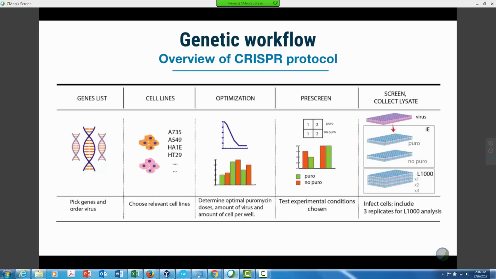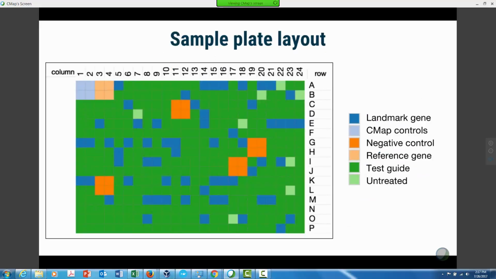And then we do the actual screen itself, where for each virus plate, we treat it in each cell line, and then also set aside 2 plates to treat with puro and no puro to assess infection efficiency. And the screen itself is done in triplicate. That's what those 3 plates down at the bottom represent. And those are what we use to actually generate our signatures.